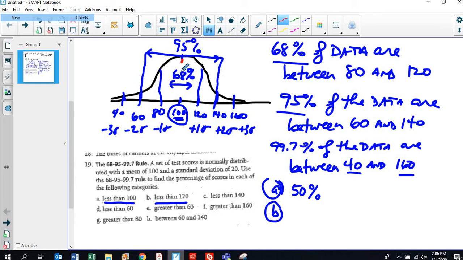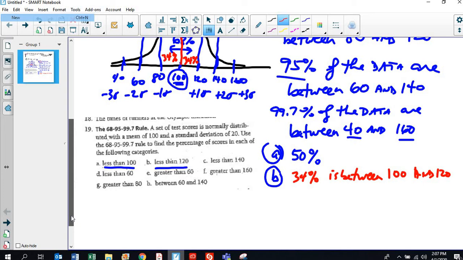If we split this down the middle, what does that mean? That means that 34% of your data is on that side and 34% of your data is on that side. In other words, this 68% is split evenly between 80 to 100 and 100 to 120. So 34% of my data is between 100 and 120.